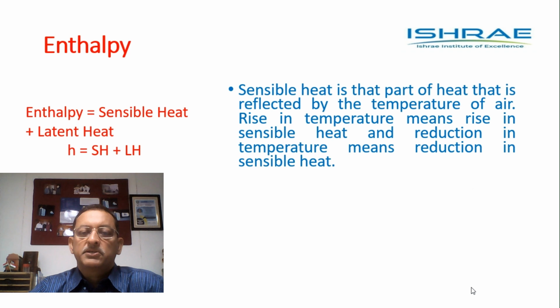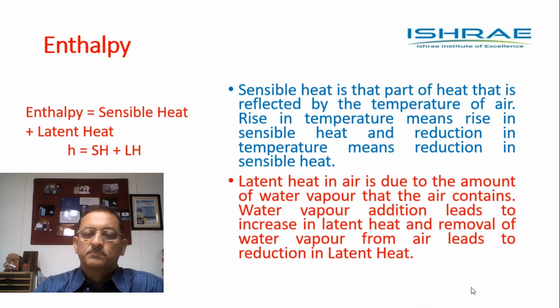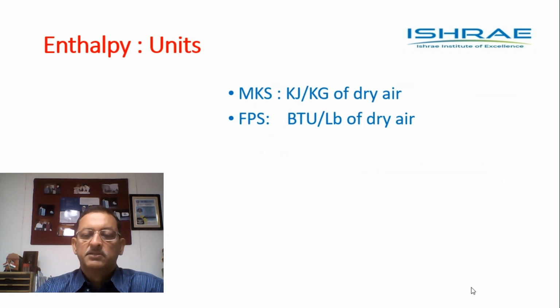What is sensible heat here? Sensible heat is that part of heat that is reflected by the temperature of air. If we supply sensible heat to air, then the temperature of air will rise, and if we remove sensible heat from air, that would mean that the temperature of the air will get reduced. Talking about latent heat, it is because of moisture content in air. If we add water vapor in air, that means we are adding latent heat. And if we remove water vapor, that means we are reducing latent heat.